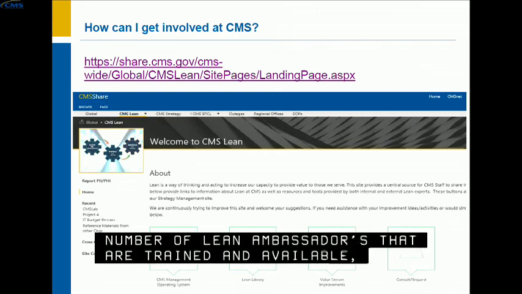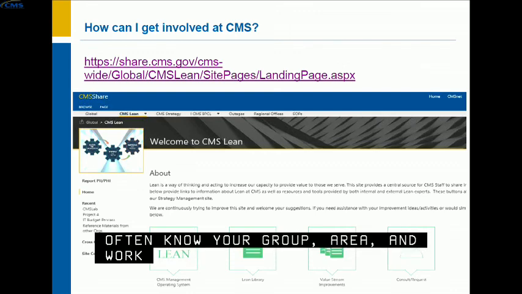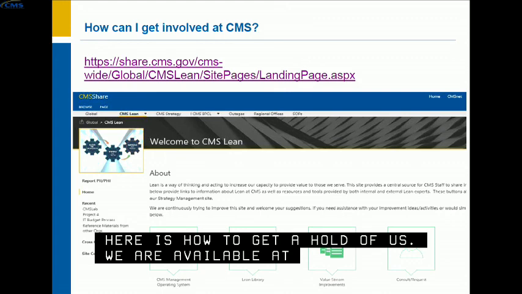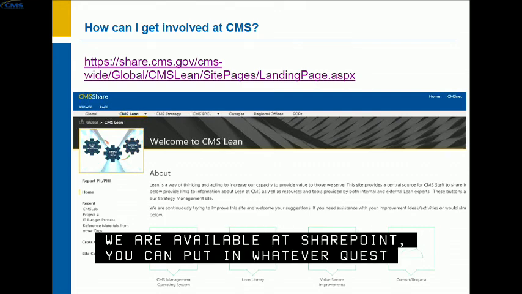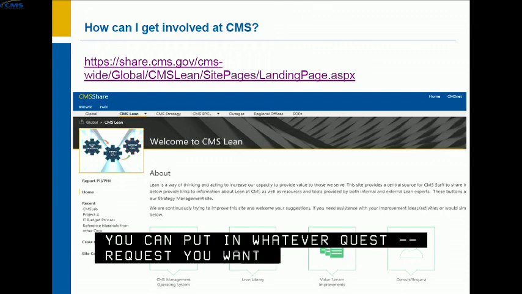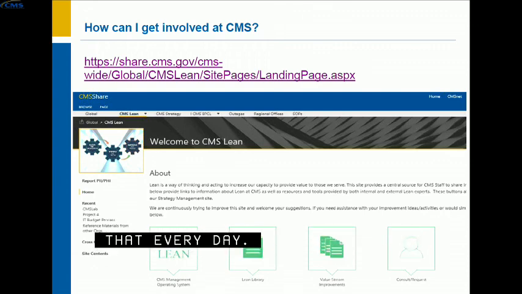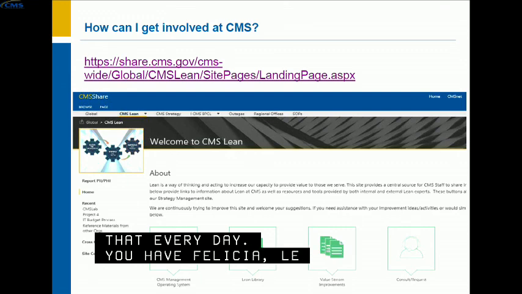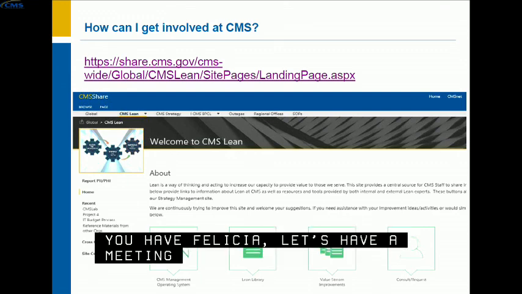We're available through SharePoint. This is on the CMS SharePoint site. If you just search Lean, you'll get us. Here's a consult request button. You can put in any kind of request you want, and we monitor that every day and get back to you and say, hey, thank you, here, we can help you. You've got Felicia Rowe and CM. Let's have a meeting with you guys and Felicia and see what we can do together. And with that, I think I'm done.